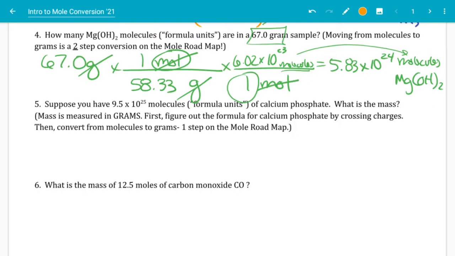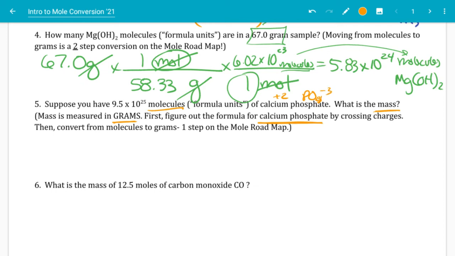Okay, moving on to the 25th, molecules of calcium phosphate. All right, so there's a couple steps that we need to do, and it says what is the mass. So we're going from molecules to grams in this case, so that's a 2-step problem. It says mass is measured in grams. First, figure out the formula for calcium phosphate by crossing the charges. So calcium is a +2, and phosphate is a -3. Phosphate is PO4, and it's a -3.